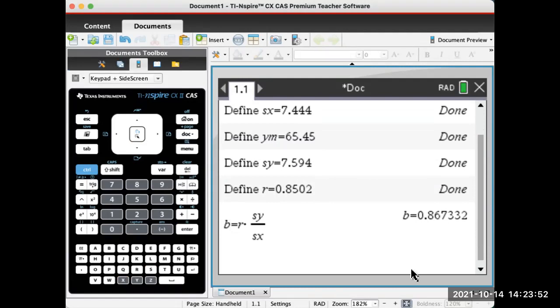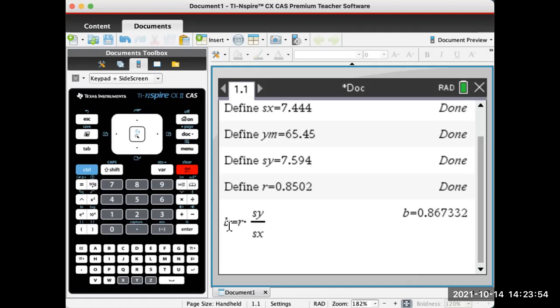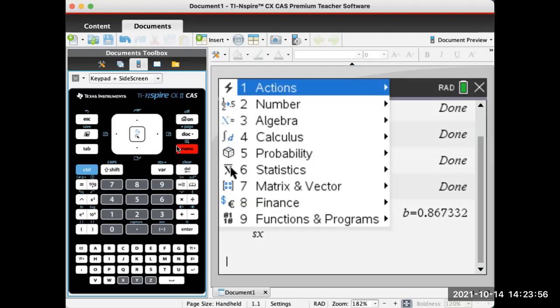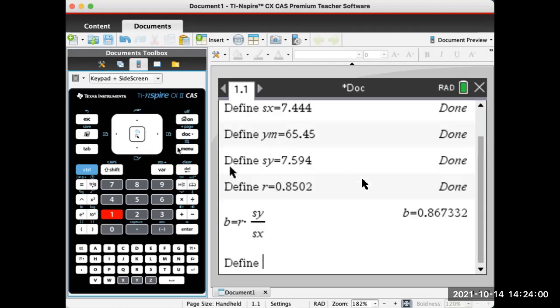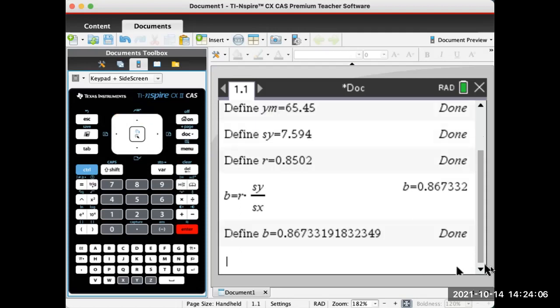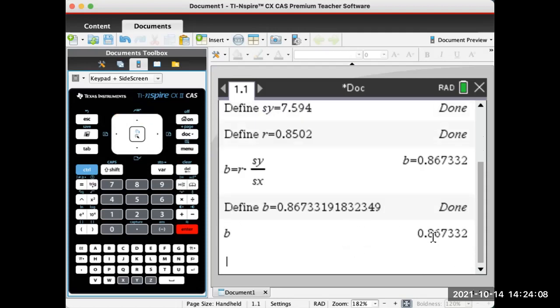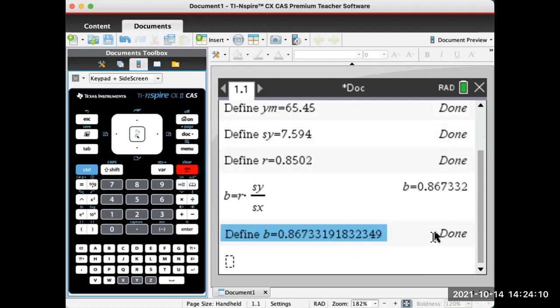You can also find out what a is. Now, once we've got b, maybe we should save it as b, yeah? So define. Now I want this part, yeah? So I just press up, I press enter, and it's done. So if I press b now, notice how b comes up.